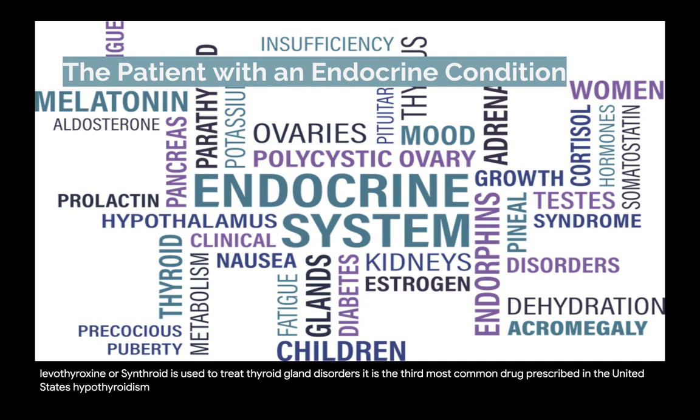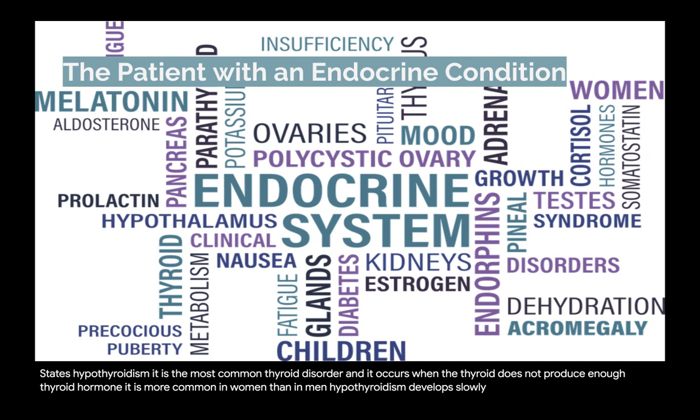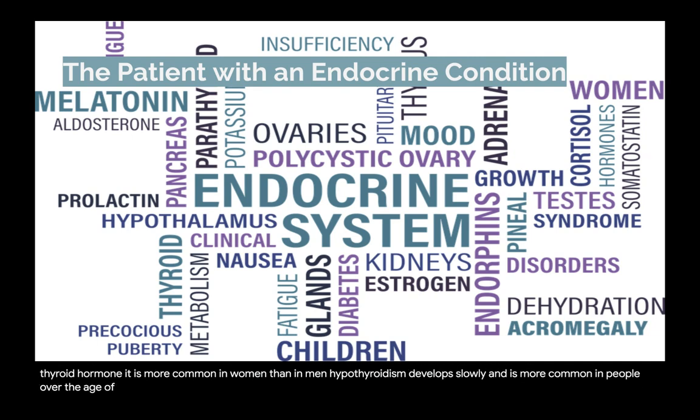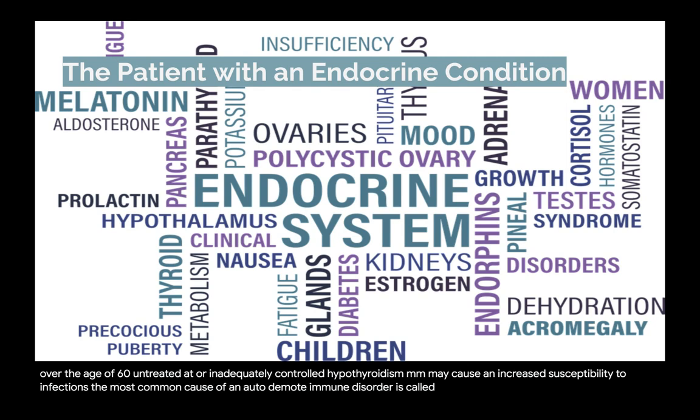Hypothyroidism. It is the most common thyroid disorder, and it occurs when the thyroid does not produce enough thyroid hormone. It is more common in women than in men. Hypothyroidism develops slowly and is more common in people over the age of 60. Untreated or inadequately controlled hypothyroidism may cause an increased susceptibility to infections. The most common cause is an autoimmune disorder called Hashimoto disease.